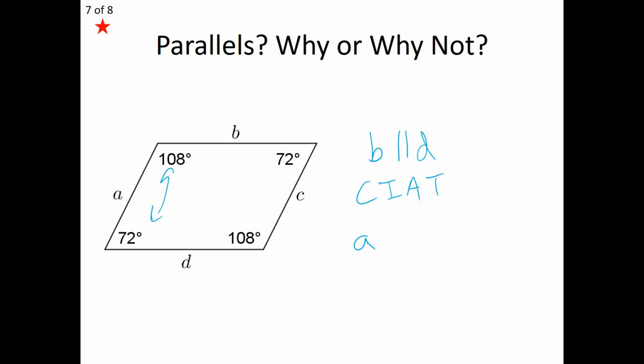At the same time, I can consider line A and line C to be the lines I'm looking at, which means B and D could be the transversals, and they're also then cutting A and C such that the consecutive interior angles are in fact supplementary, which means I can claim A and C are also parallel by the same reason. So both of these use the CIAT.